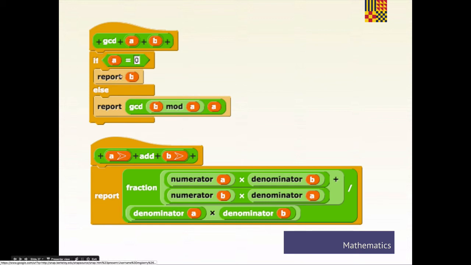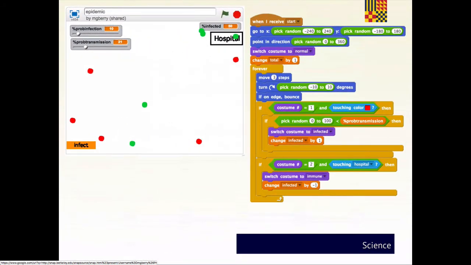Up at the top here, we have finding the greatest common divisor, highest common factor, and this algorithm is about as old as algorithms get. 2,500 years, Euclid's algorithm for finding the greatest common divisor. Nobody's found a more efficient way of doing it yet.